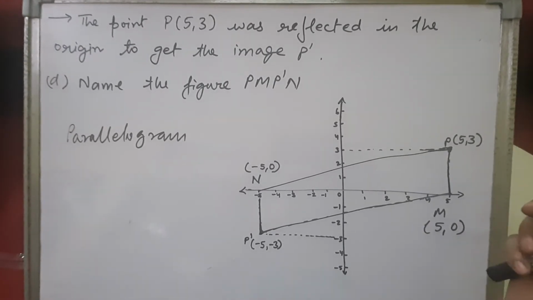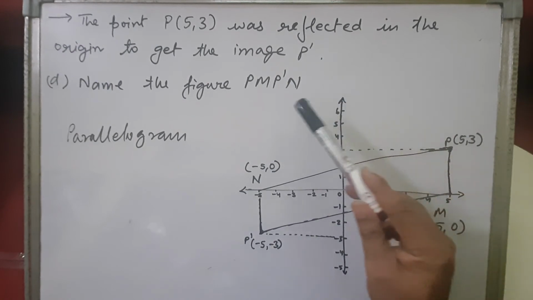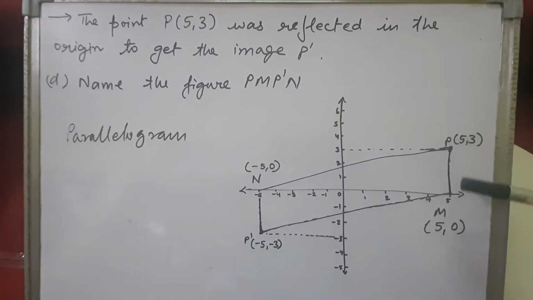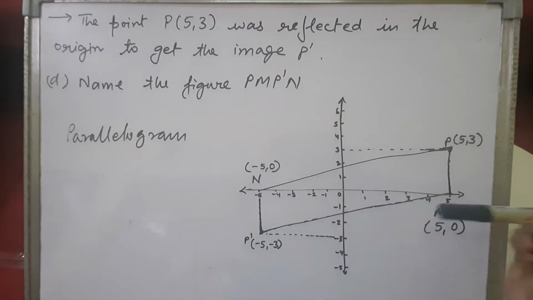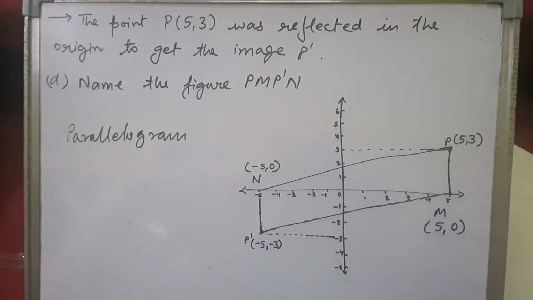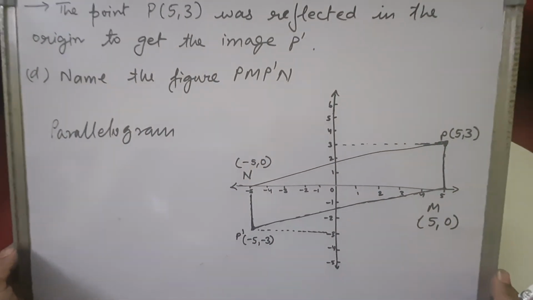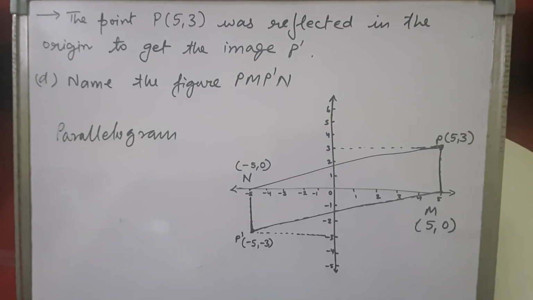Now in the fourth part, the question says name the figure PMP'N. So if we join these points P, M, P dash, N, then we can see which figure is formed. A parallelogram is formed. So the figure name is parallelogram. Alright. Whenever we have to find the figure, join the coordinates. Then we can easily observe which type of figure is formed. Note down please.